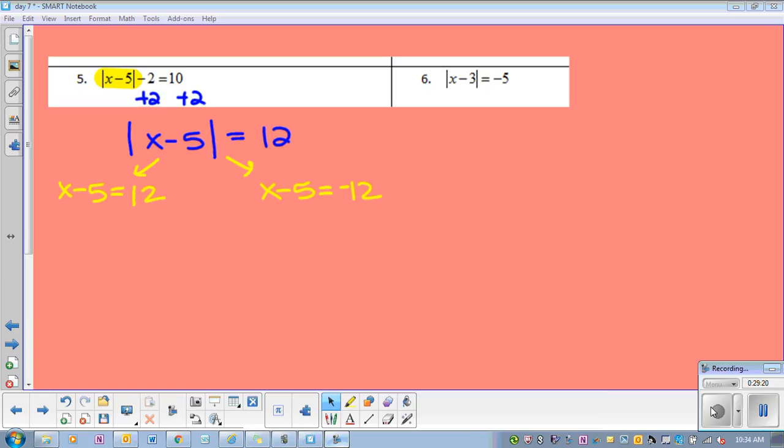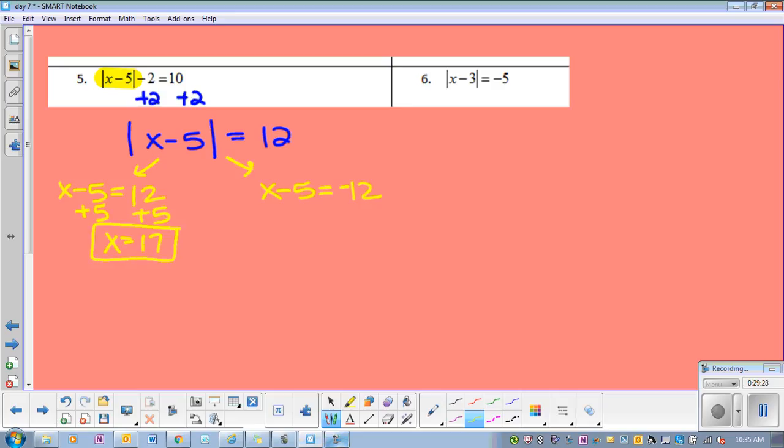X minus 5 equals 12. And x minus 5 equals negative 12. Can you guys find both x's for me, please? And then I'll put my answers up as well. With this one, add the 5, x equals 17. Add 5, and x equals negative 7. Guys, when you go to plug in your x's, you must plug it into your original equation. When I was walking around, I saw that you guys are plugging it in here. No, plug it back into the original, okay? So both of these should work.